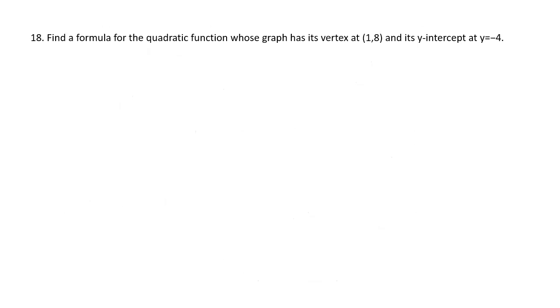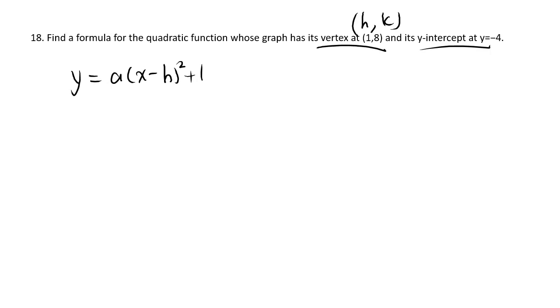Here's another similar question. Find the formula for the quadratic function. It's given a vertex. Remember h comma k, that's the vertex, and y-intercept -4. Alright, so of the 3 formulas, we're going to use the vertex form with h being 1, k being 8, and a is still unknown. We need to figure out the value of a. That's your function f of x.